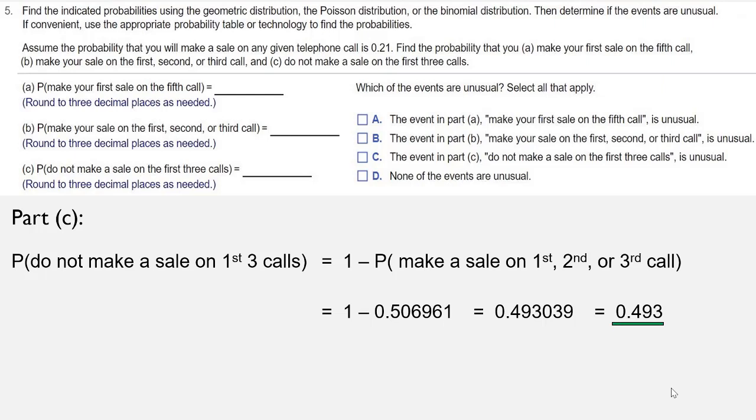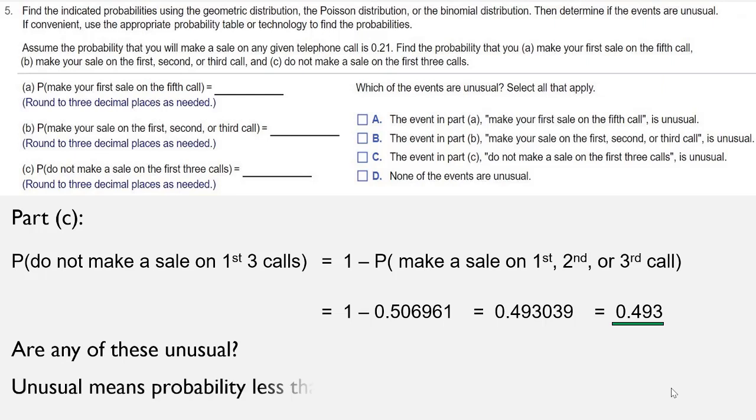Now we want to know if any of these are unusual. Well, unusual means the probability would be less than 0.05. Were any of these probabilities less than 0.05? And the answer to that question is no. They were all more than 5%. So none of these events are unusual. The correct choice here would be answer D. And those are your answers.